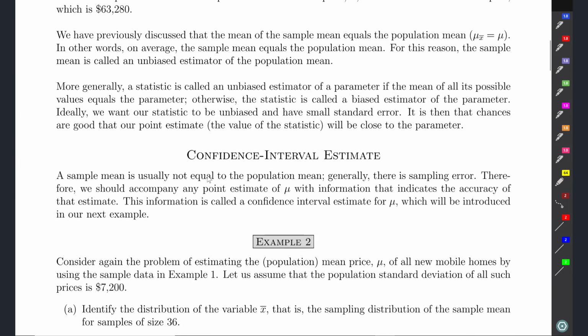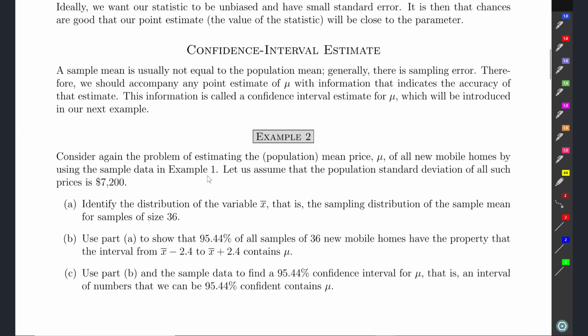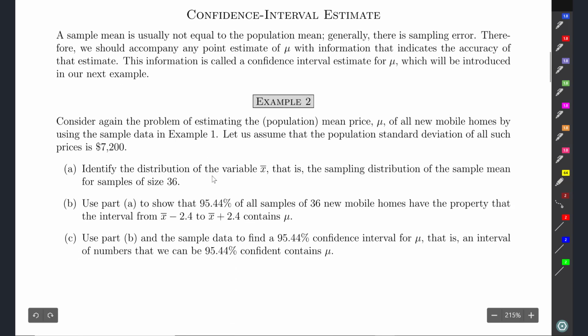When we talk about this, we also want to know how accurate the sample mean is as it relates to the population mean. And so that's where we come up with what we call a confidence interval estimate.